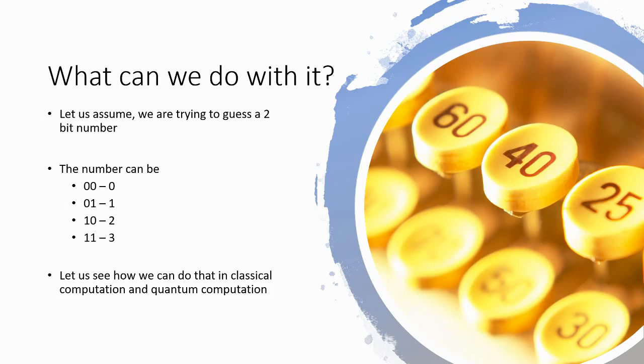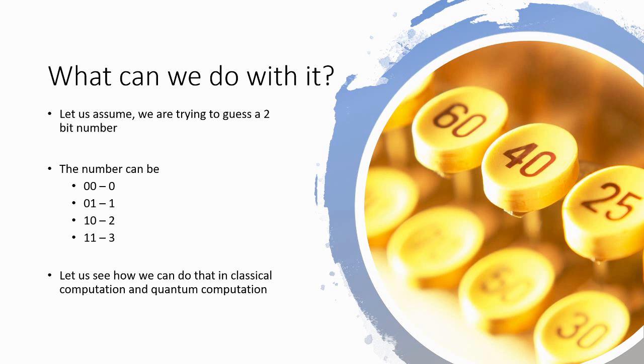So how or what can we do with it? Let us see an example of what we can do with it. Let us assume that we are trying to guess a 2-bit number. 1 bit can store two different numbers, 0 and 1. So 2 bits can basically store 4 different numbers: 00, 01, 10, 11. So 2 bits basically means 4 different numbers. So if you're trying to guess this one number among these 4 numbers, how is it different in quantum computing and how is it different in classical computing?